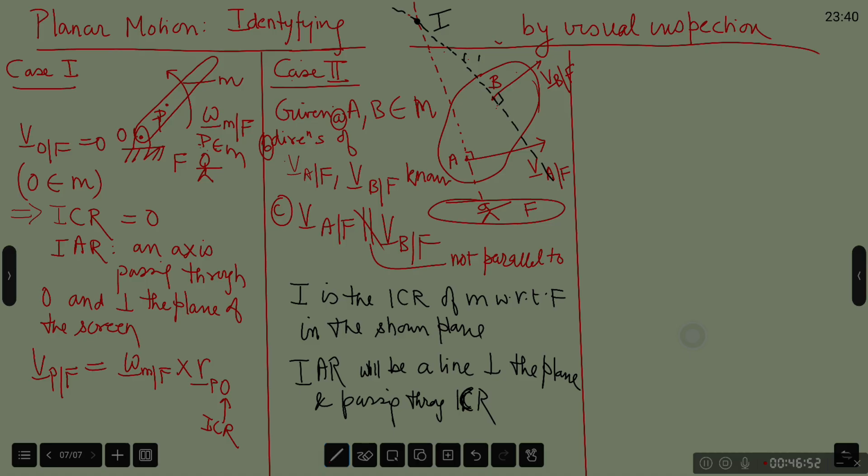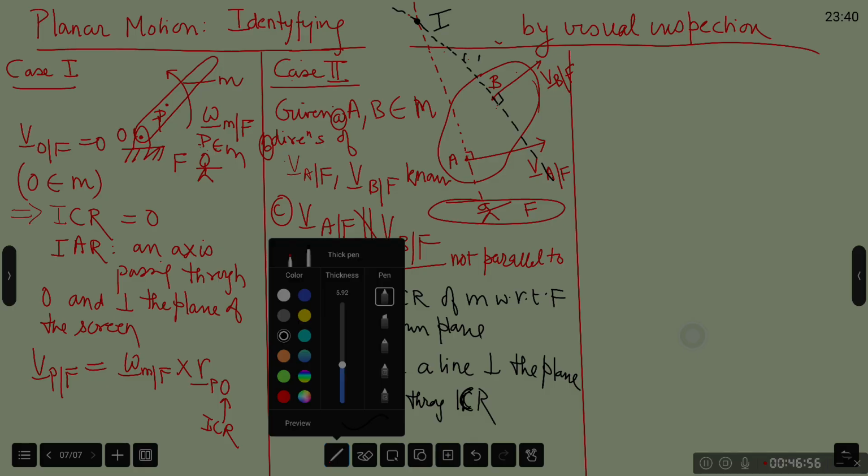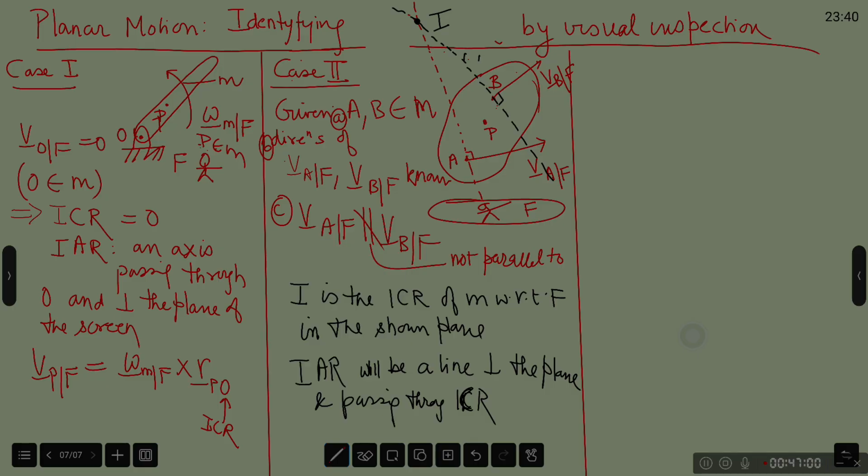And then, as usual, once you have found the instantaneous center of rotation, velocity of any point with respect to F can be written simply as omega mf cross RPI, where P is any point on the RB M. That's the utility of instantaneous axis of rotation and instantaneous center of rotation. That's the second case for us.